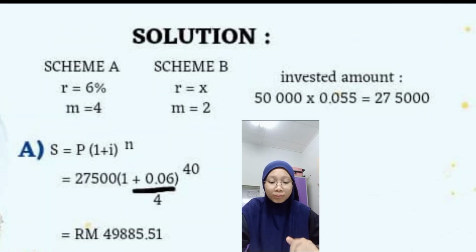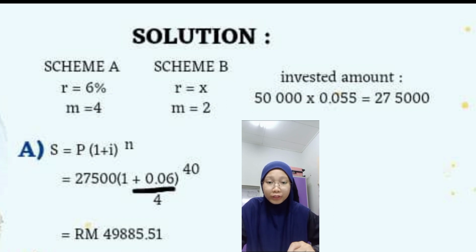Find K. So, this question wants to find K and the accumulated amount for both investments. For both investments, you want to find S, the accumulated amount, and find K. The 50,000 represents P, and she invested 55% of the 50,000. For Scheme A, K is 6%, and M equals 4 because it is compounded quarterly. For Scheme B, K is not given, and M is 2 because it is semi-annually.